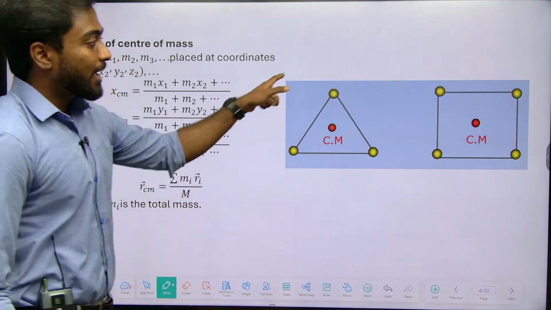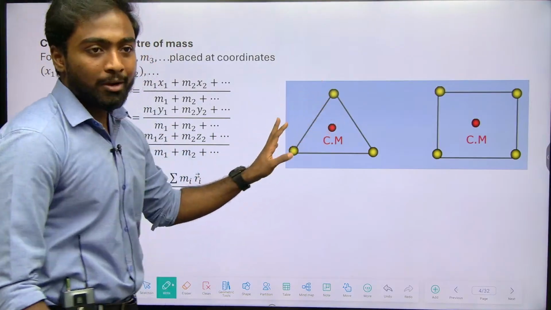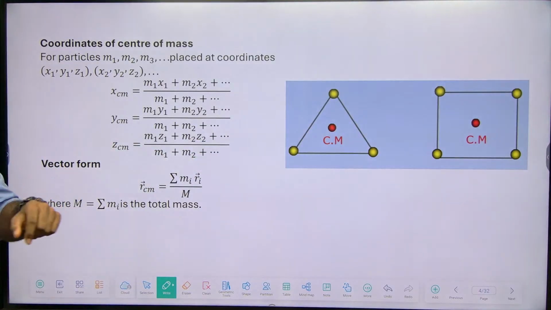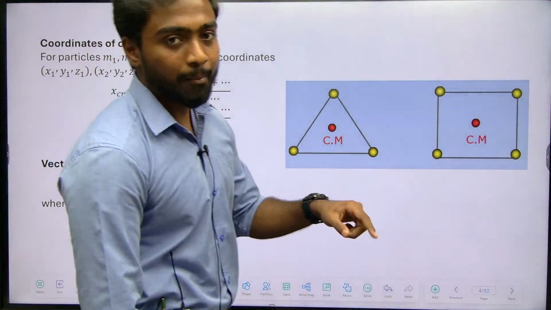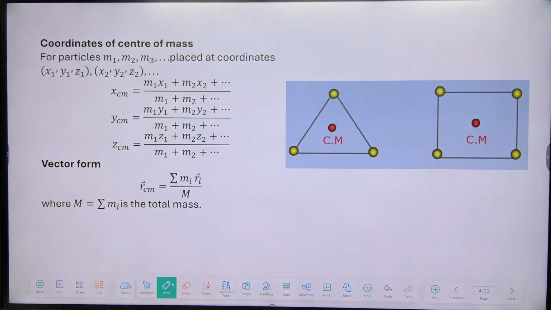Like I have taken an object which has equal sides, equal dimensions, so the center of mass will be exactly at the center. For unequal masses, it will be towards the heavy mass. You can take down the formula, we'll do problems now.